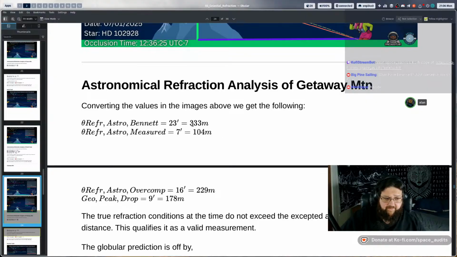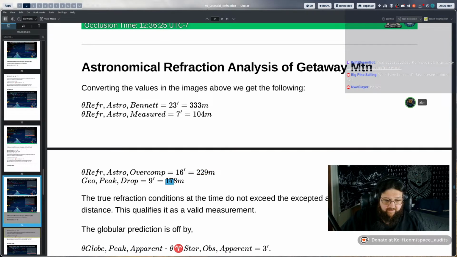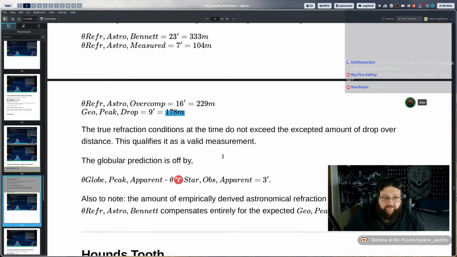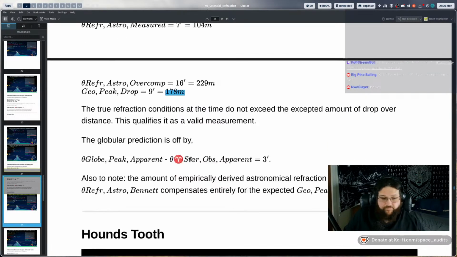When we ratio that out, it comes out to be 333 meters of lift for the refraction correction. There was an actual 7 arc minute difference, which comes out to be 104 meters. The overcompensation factor was 16, which comes out to be 230. And their drop over distance was 178. Again, overshadowed by their refraction. So in this case, because we're not considering the terrestrial refraction, they're off by 3 arc minutes for the occlusion.